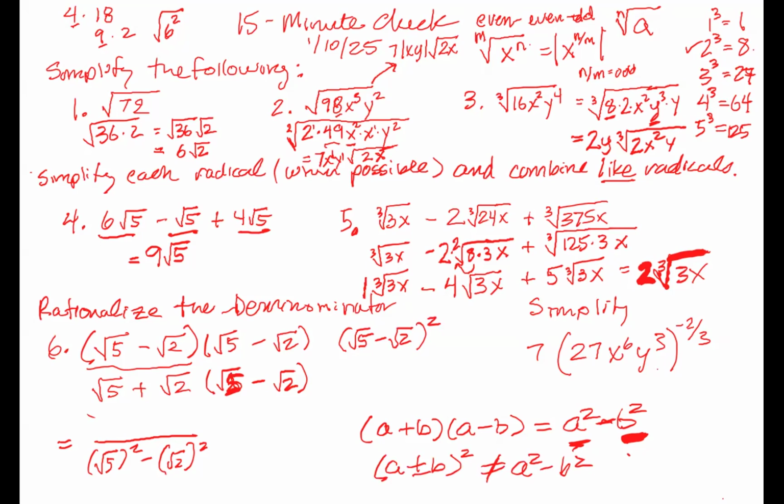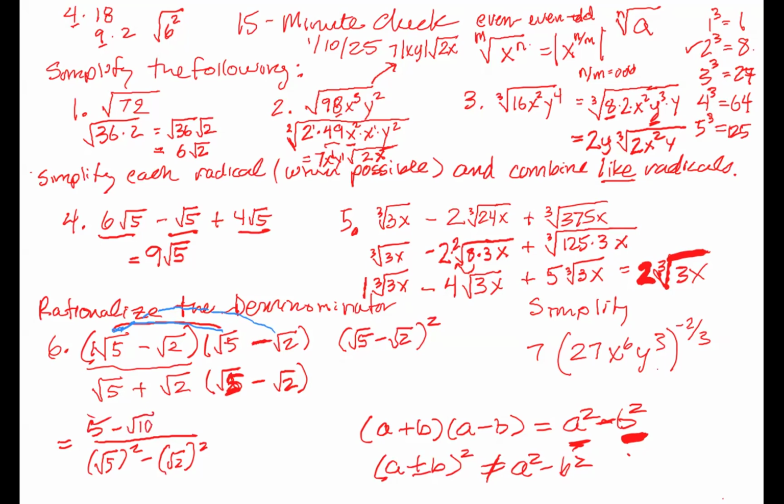Here we have to actually go. If we multiply it out, you'll see root of 5 times root of 5 is 5. But then we also have to go root of 5 times negative root of 2, which is square root of 10. And it's a positive 1 times a negative 1. So minus square root of 10.